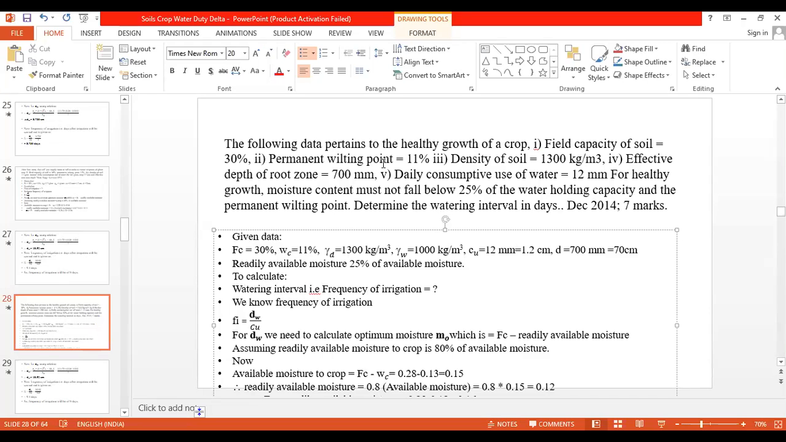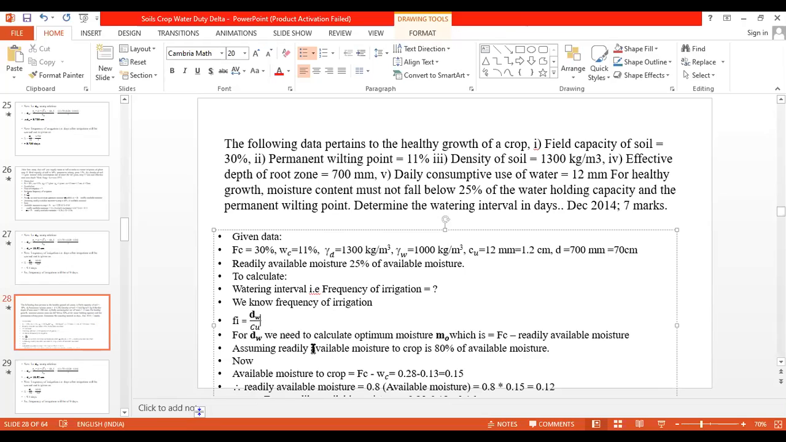Frequency of irrigation is what they have asked us to calculate. Okay, now we'll go stepwise. We know the frequency of irrigation directly by formula: frequency of irrigation is equal to dW by consumptive use. dW is the moisture available, considering the optimum moisture content, for the crop for that particular root zone depth of 70 centimeters.